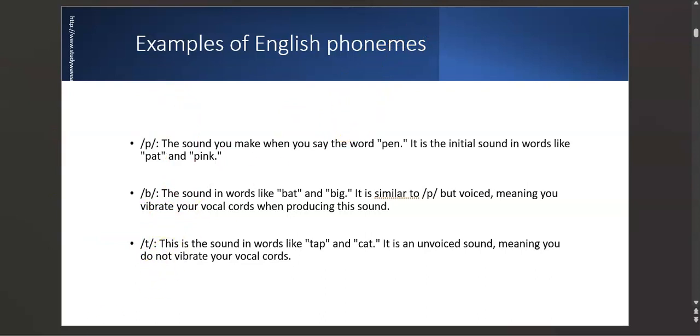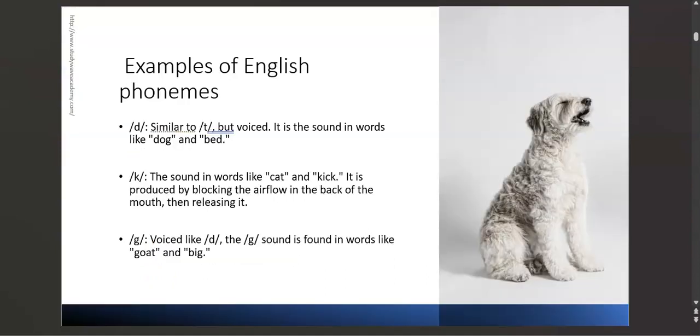So let's look at other examples here. We have sounds D, K, T. Say it with me: D, K, T. D is a sound that is found in words like dog and bed. You see, when you say dog, you say D, bed, D. There's that sound there. K is a sound that is found in words like cat, kick.